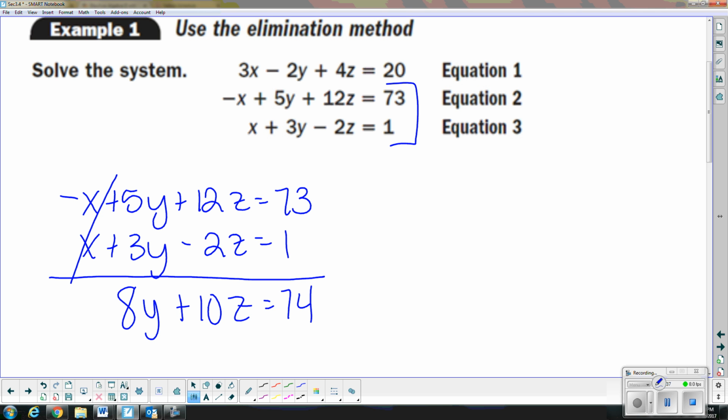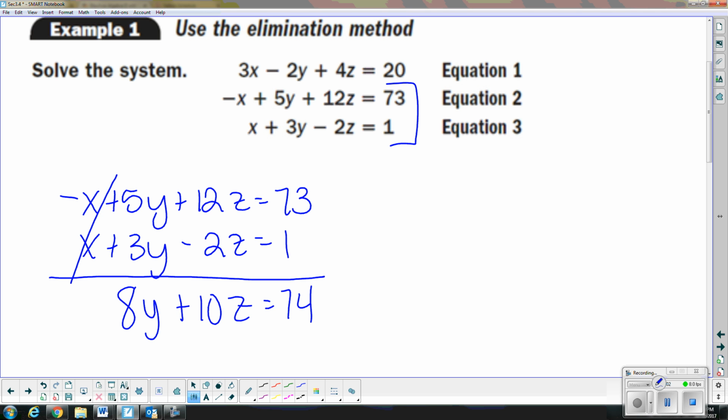Now we have one equation with two variables. We need another equation with those same two variables. So we're going to pick another pair, and we're going to eliminate x. We should do equation 1 and 3. Okay, 1 and 3? Why not 1 and 2? Yeah, let's do 1 and 2. Yes, because it's negative.